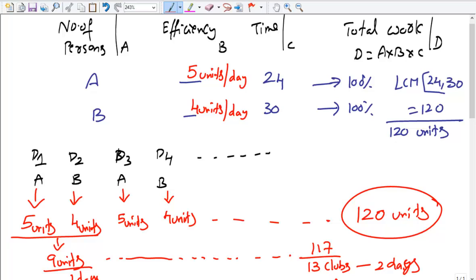It means exactly after 26 days, they have finished 117, and now it is 13 clusters actually. So every cluster is A working first, B works on the next day. Now since 13 full clusters are completed, when we take the 14th cluster, on the first day A will work. Now the number of units needed to be finished is 3. Since A can finish 5 units per day, he is going to take only a part of the day, that is 3 by 5 of the day. So that is going to be 26 and 3 by 5 days.